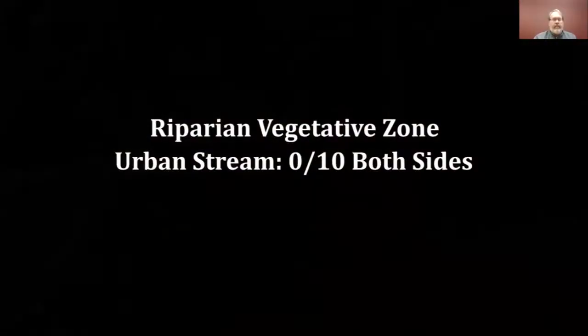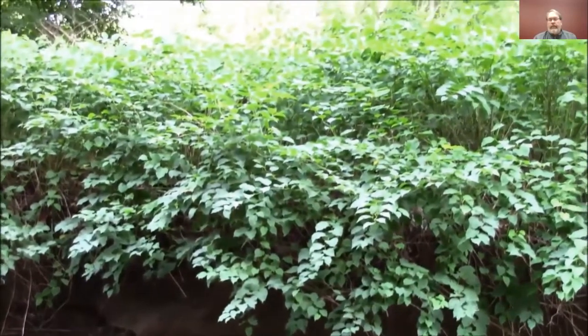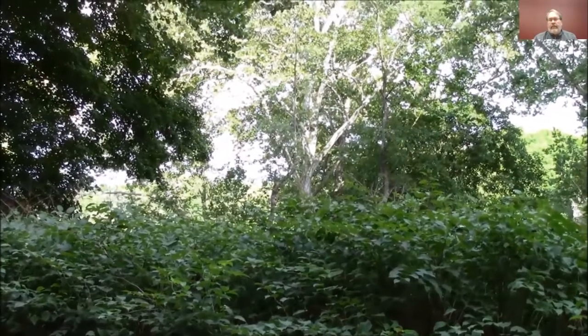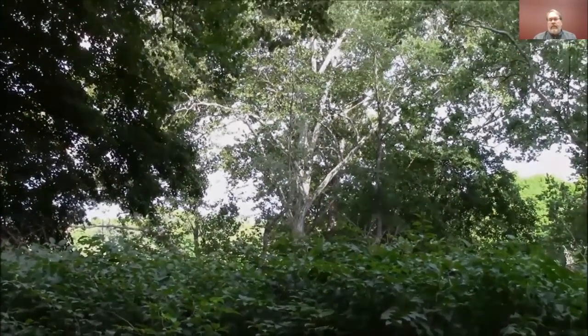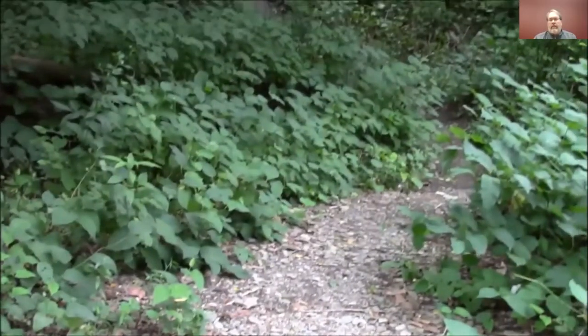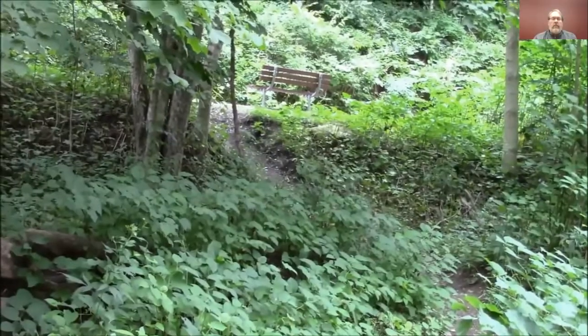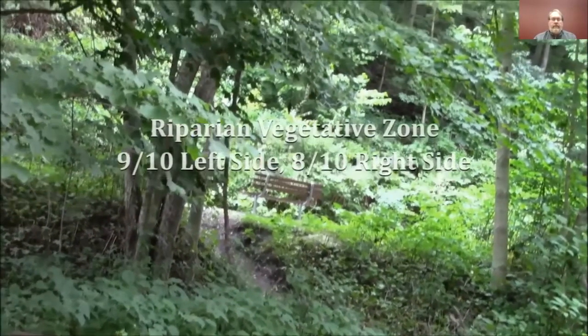Now the left side of the woodland stream has a large riparian zone. It stretches as far as I could see from where I was filming. It does intersect with a neighborhood about a quarter of a mile down. The right side intersects with a biking trail after a few meters. This trail, however, is fairly low impact. Verdict, optimal, 9 out of 10 on the left side, suboptimal, 8 out of 10 on the right side.